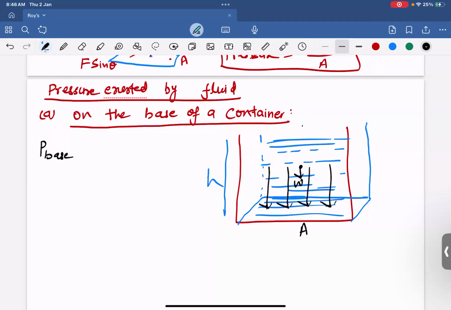Also, there is an atmospheric pressure. Atmospheric pressure is P naught. It is here also. And here at the base, pressure will be first the atmospheric pressure, and then also the pressure applied by the liquid. Both types of pressure will be there. So here the pressure at the base will be atmospheric pressure, which I am writing as P naught.